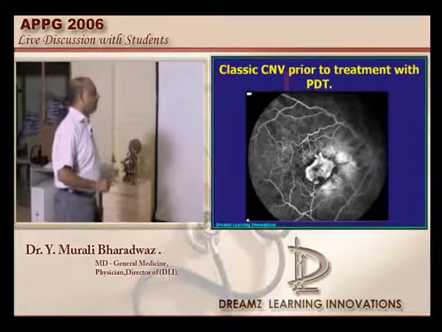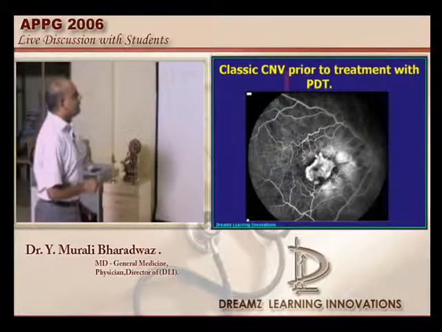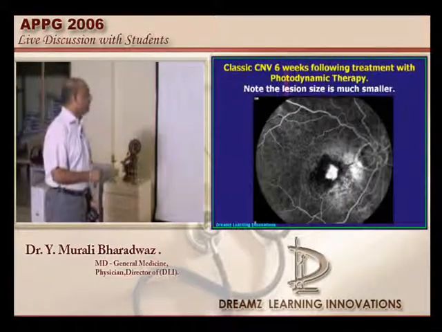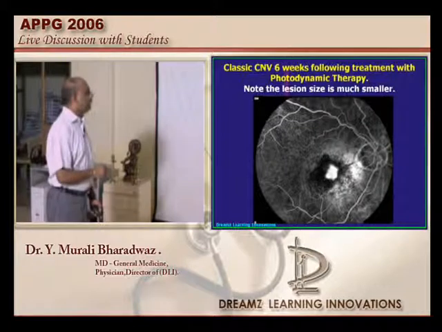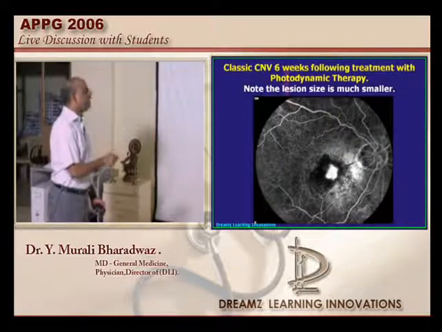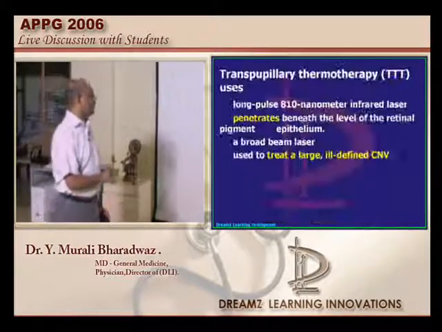This is what needs to be remembered. So this is the classical appearance of the neovascularization which is occurring in the wet form of the age-related macular degeneration before doing the photodynamic therapy, and after doing it you can see the hyperintense area has minimized, is what I want to underscore to all of you.